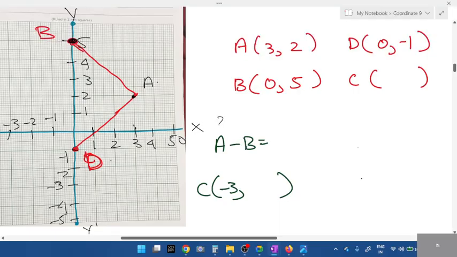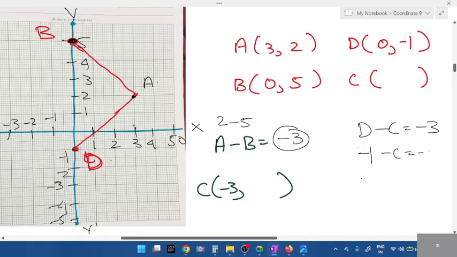What is A minus B? 2 minus 5. Yes, it is not plus 3. 2 minus 5 is minus 3. Even on this side, D minus C, what do you have to get? Minus 3. What is D value? Be quick. Minus 1. Next. Correct. Minus 3 is equal to minus 3.